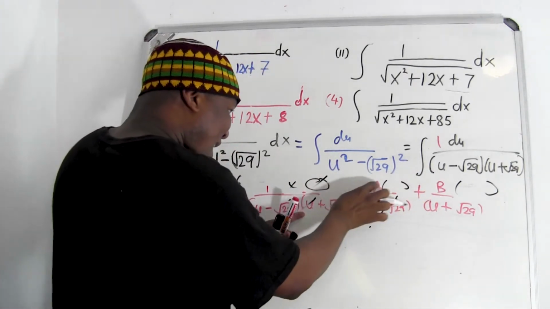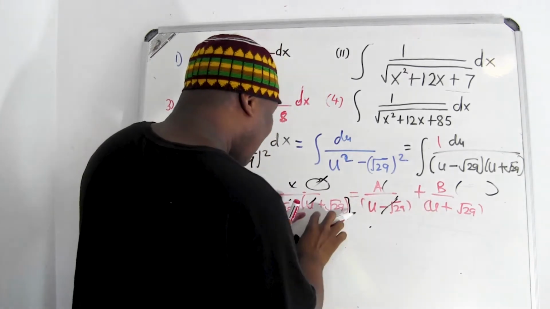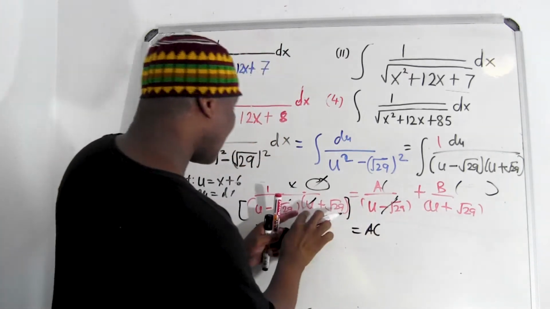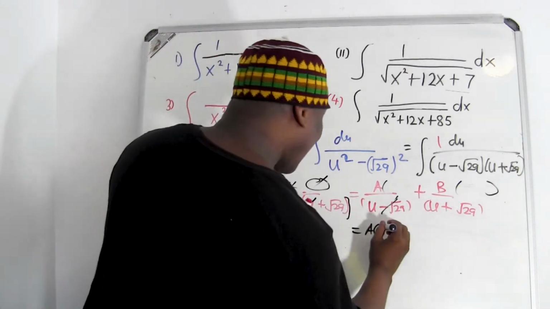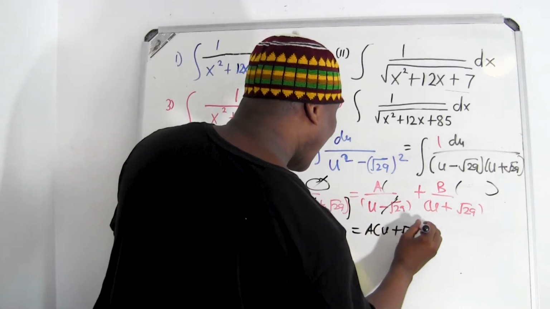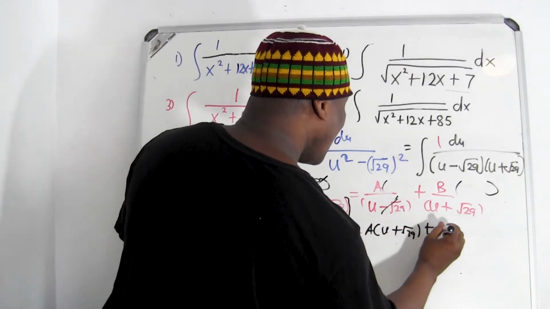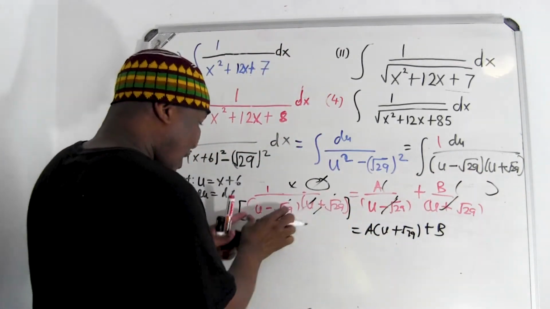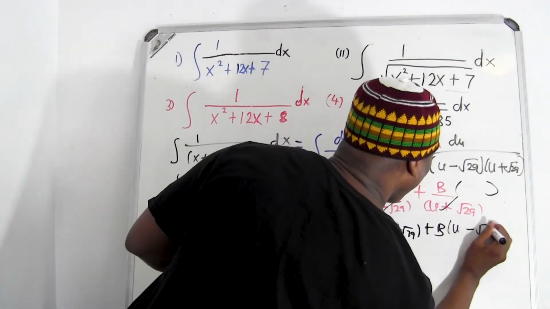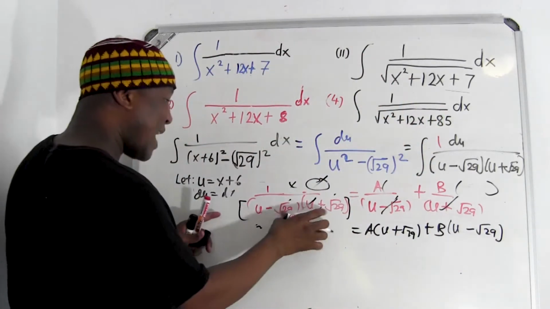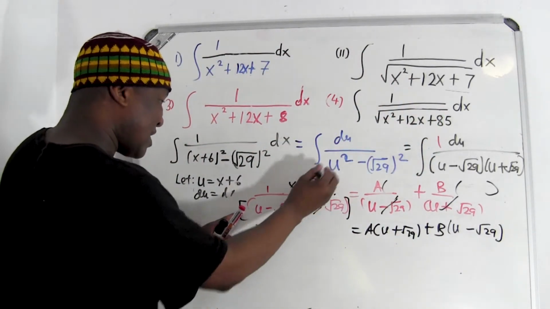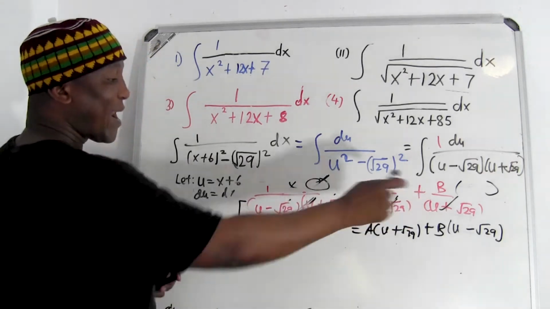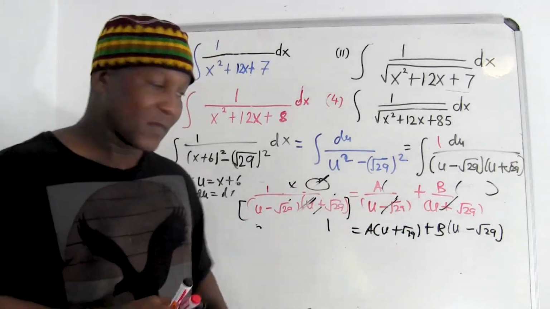Means here it's going to be a times, what you're going to be left with is going to be like this. Look, a times u plus square root of 29, and then plus b. When you take this, plug in here, the positive and positive is going to cancel, means it's going to be u minus square root of 29. Remember on the left, you multiply everything in here, the same thing cancels, so we are left with 1. So 1 equal to that one.